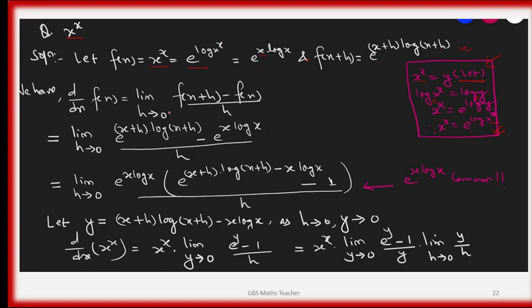Then the limit as h tends to 0 of [e^((x+h) log(x+h)) − e^(x log x)]/h. Taking e to the power x log x common, it becomes e^(x log x) times the limit as h tends to 0 of [e^((x+h) log(x+h) − x log x) − 1]/h. This is common, like e^(A+B) − e^A.